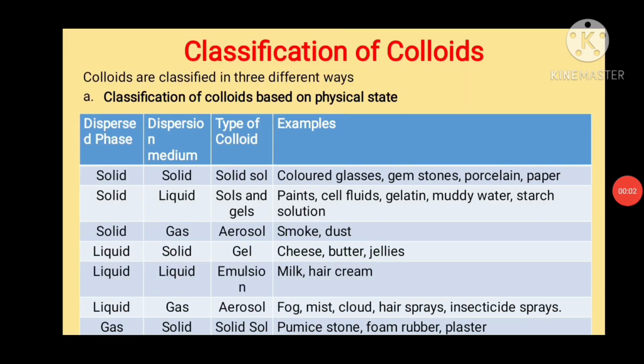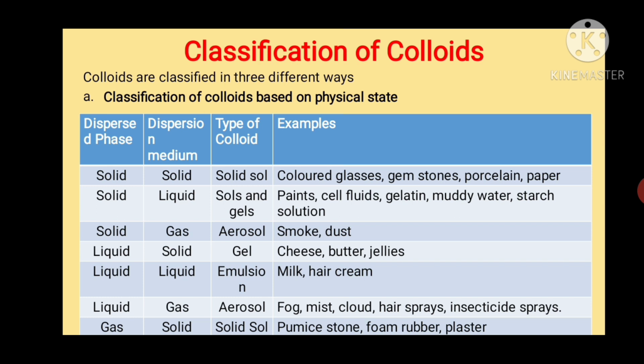Next point, classification of colloids. Colloids are classified in three different ways. First one, classification of colloids based on physical state. Dispersed phase, solid. Dispersion medium, solid. Then type of colloid, solid sol. For example, colored glasses, porcelain and paper.